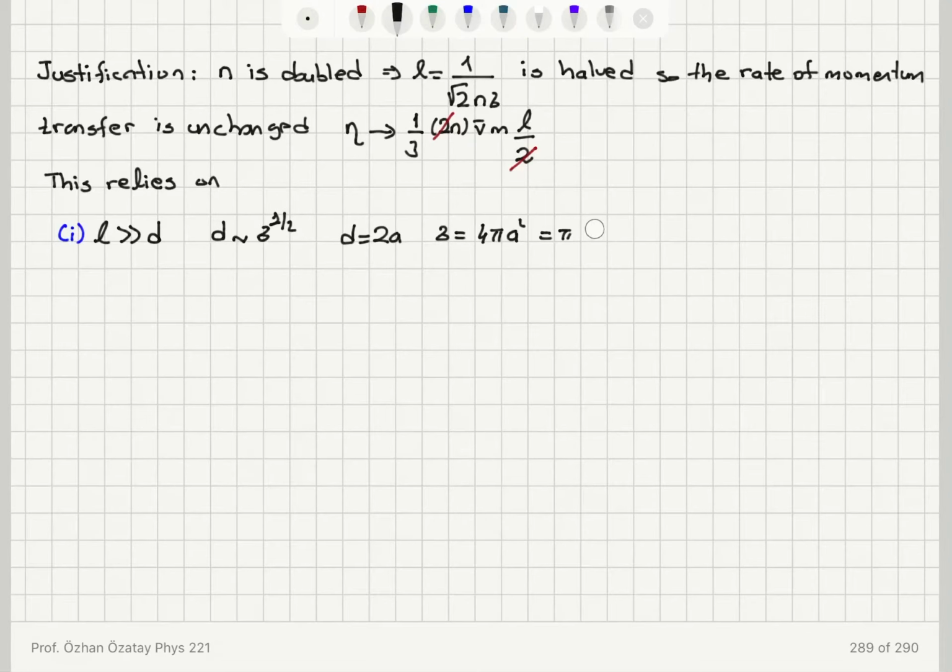So d is equal to 2a, so it's going to be pi d squared.